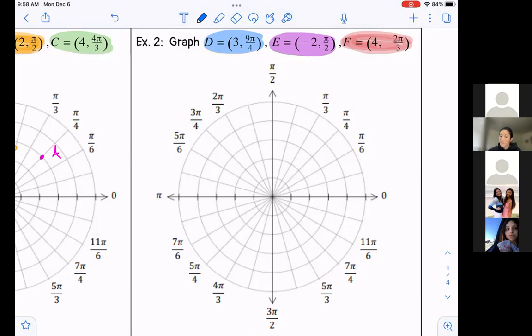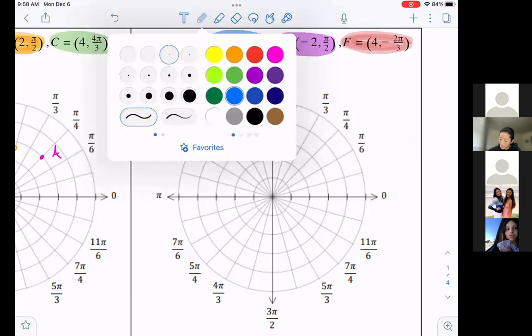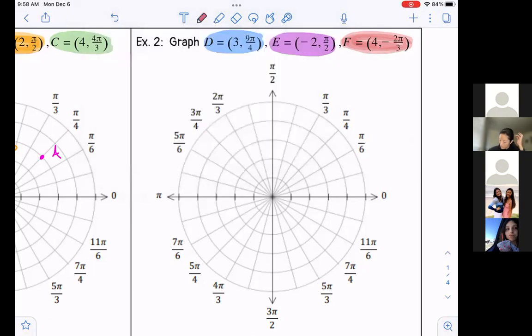So for F, since it's negative 2 pi over 3, instead of starting at where the regular 2 pi over 3 is, would you go to the negative of it, like 4 pi over 3? That is exactly what you would do, okay? And so we have this negative 2 pi over 3 here. Thanks so much, Carrie. And so we don't want to go to this 2 pi over 3.